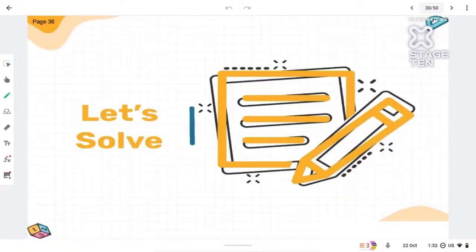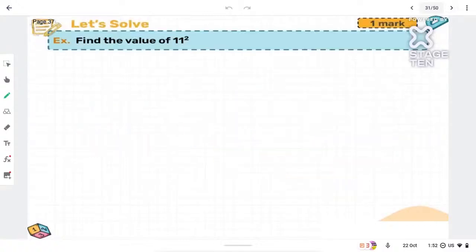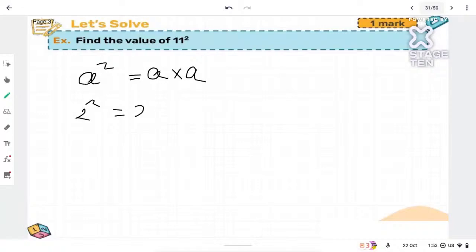Okay, so let's see the first question. Question number 1 says, find the value of 11 square or 11 raised to 2. Find out the answer. If you have a raised to a square, that means it is a into a. If I have 2 square, that means 2 into 2. So that means 11 square will be what? 11 into 11. So find out and tell me.